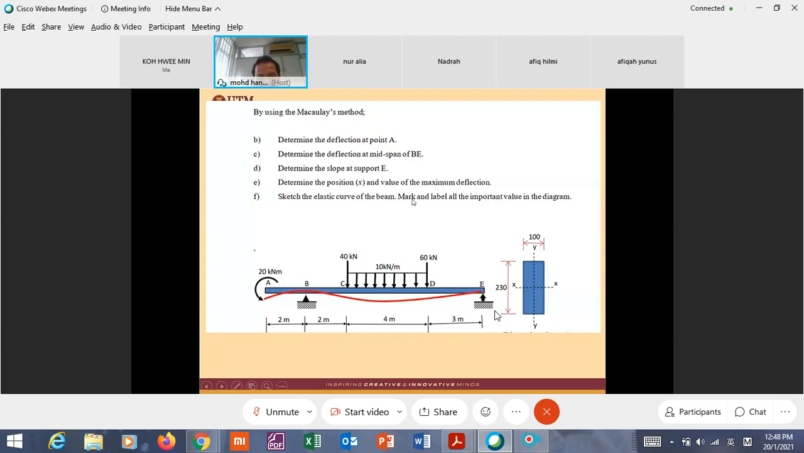In section E, determine the position X and value of the maximum deflection using Macaulay's method. This question specifically requests Macaulay's method, but you are also encouraged to do it yourself using the unit load method and double integration. From there you can prove that your answer is correct. Then you can submit, with great confidence.